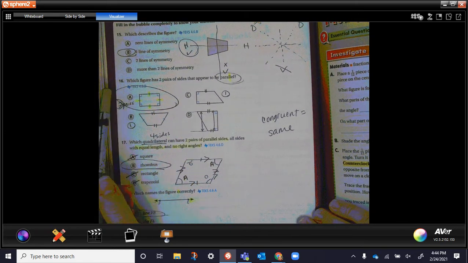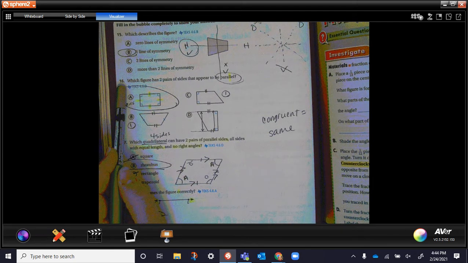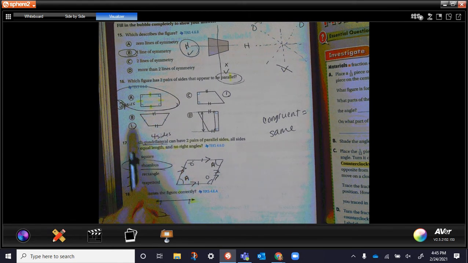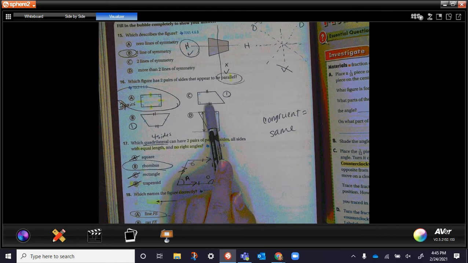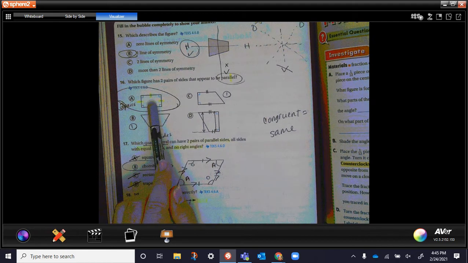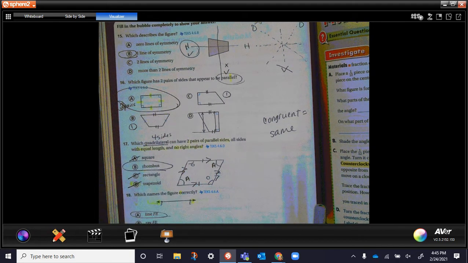Then it asks which figure has two pairs of sides that appear to be parallel. We said this one has two, this one has one, this one has one, this one has one. So the only one that had two was A.